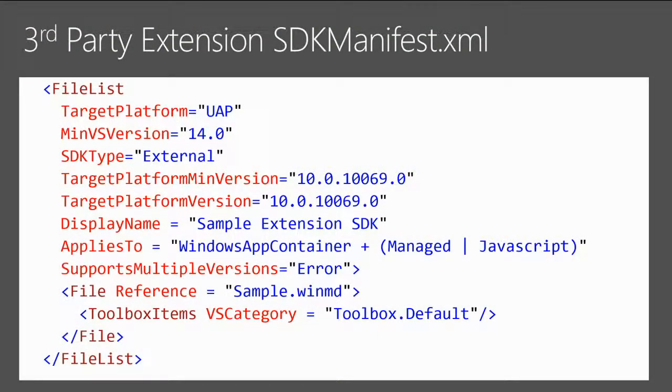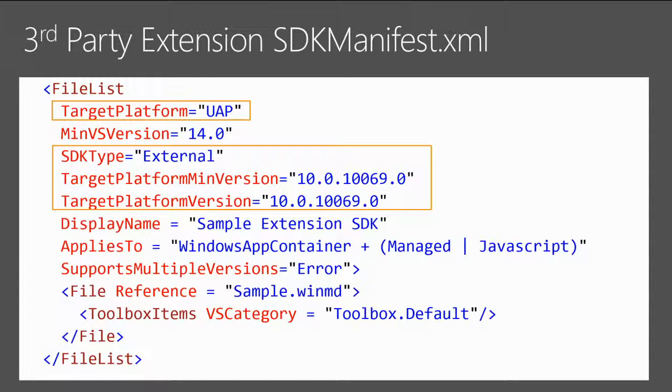So this is interesting only if you are an extension SDK author, so I'm not going to spend a lot of time on it. I'm going to move on. But a couple of things you have to note that are different: if you're writing a manifest, you have to set the target platform to UAP. That's how we know it's a Universal Application Platform extension SDK that customers can use in a universal application project.